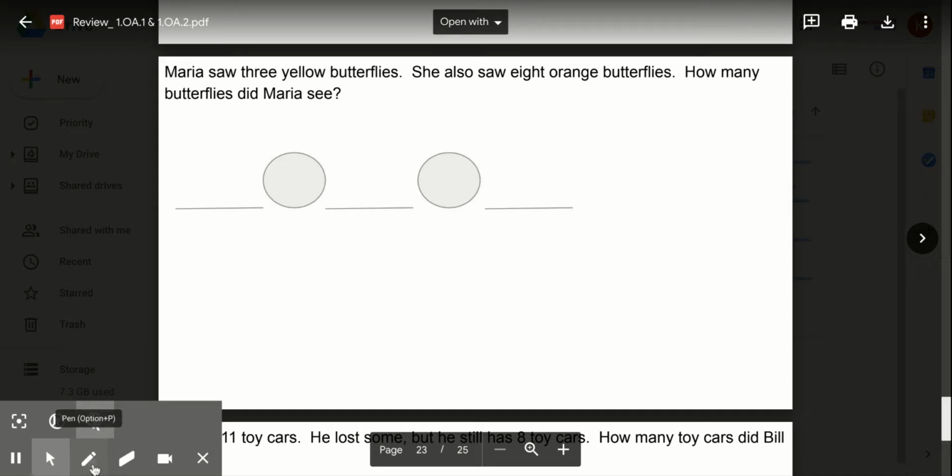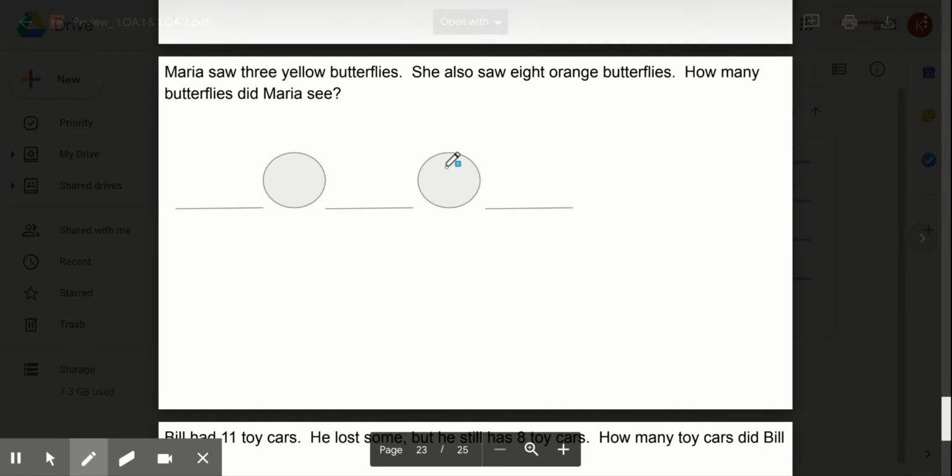First, I'm going to reread my problem as I fill in my equation to make sure my equation matches my story problem. Maria saw 3 yellow butterflies. She also saw 8 orange butterflies. How many butterflies did Maria see? I know I'm adding because it's asking me how many she saw. So how many she saw total.